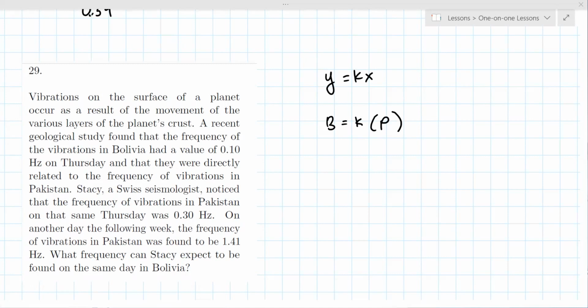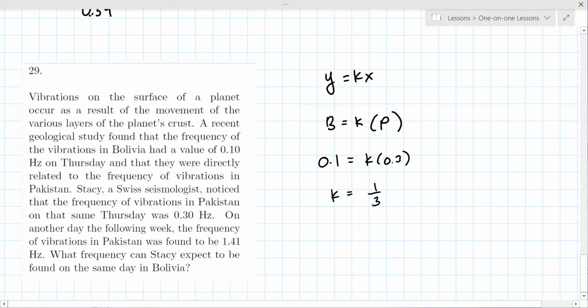Wait, they give you two values for Pakistan though. They do, but they tell you it's on the same Thursday. You measure them once on the first Thursday and then again on Thursday. Okay, you use the first one. So then 10 equals 0.3, and then you multiply that by 2.41. 0.47. That is correct.